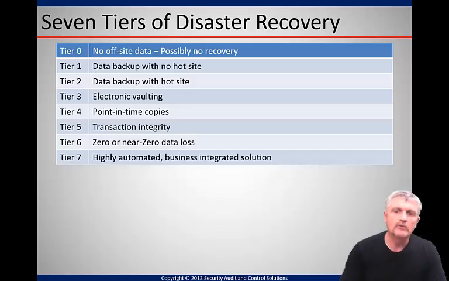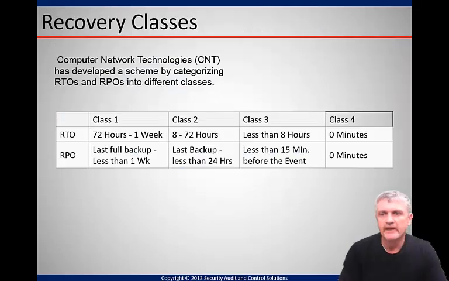As you can see, from tier 1 to tier 7 actually increases the capability of recovering, of course, but also increases my cost expenditure. The Computer Network Technology, CNT, has developed a scheme for categorizing recovery time and point objectives in different classes. So what they've done is define 4 classes and say how long my time objective and my point objective should be. So class 1, 72 hours to 1 week.